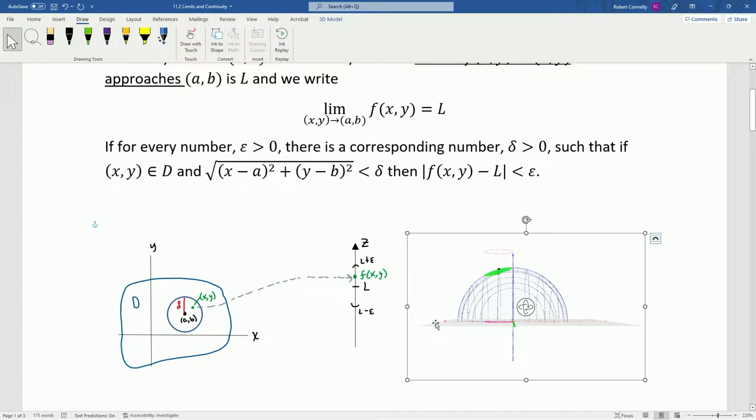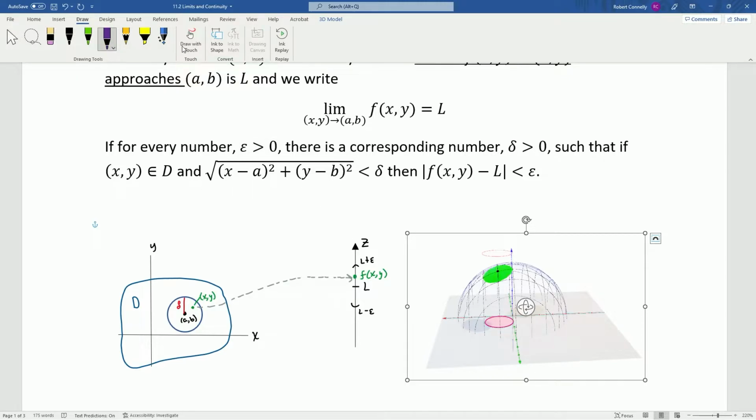And the key here is that if we wanted to make this more accurate, if we wanted to shrink down this value of epsilon, we could do that, and we'd still be able to find a disk. Like the disk might have to get smaller, but we could still find a disk that would map within this tighter range of L. Hopefully that makes some sense.